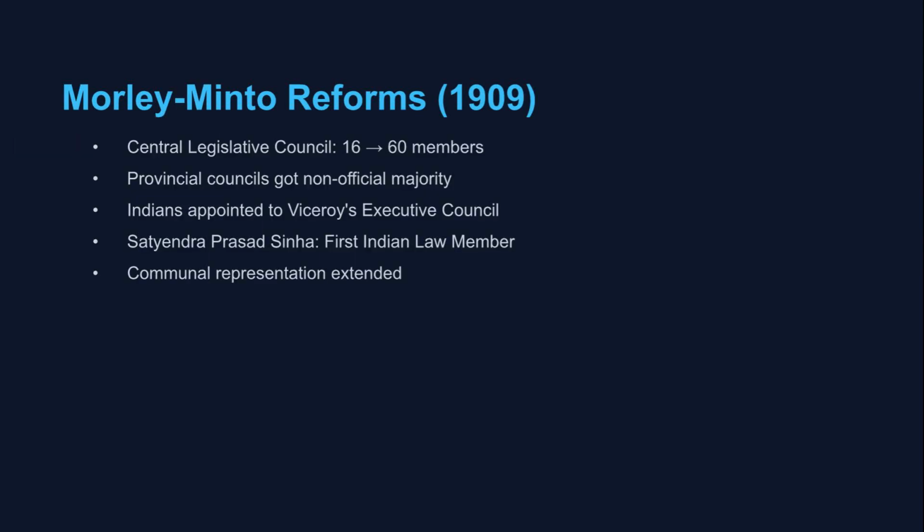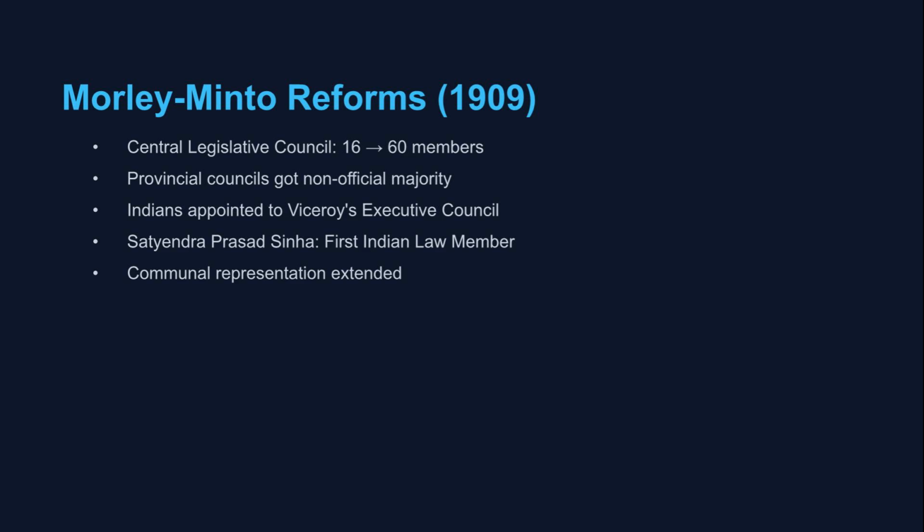Let me elaborate on the Morley-Minto Reforms of 1909, named after Lord Morley, Secretary of State for India, and Lord Minto, Viceroy of India. This act substantially enlarged the legislative councils. The Central Legislative Council membership rose dramatically from just 16 to 60 members, nearly a fourfold increase. In many provinces, non-official members now outnumbered officials. The Act greatly expanded deliberative powers. Members could now ask supplementary questions, move resolutions on the budget, and engage in substantive debate, not merely rubber-stamp decisions.